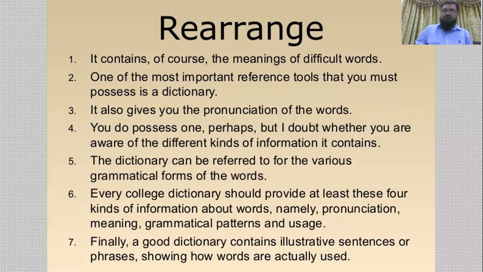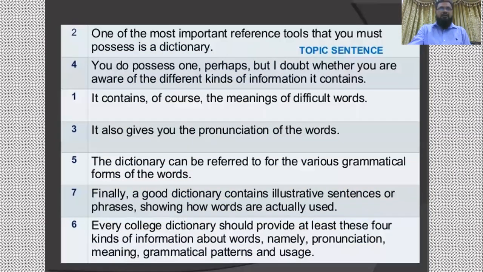One sentence is about, you will see. Now you see, I've arranged this for you. One of the most important reference tools that you must possess is the dictionary. This is the topic sentence. This is about the dictionary. So you should start from here. So these 7 sentences have been rearranged. Next, I've given you in the left corner the previous sequence of the sentences, but now we have a new numbering, a new arrangement. But you will see, you will feel. I want you to feel how the sequence should actually be.